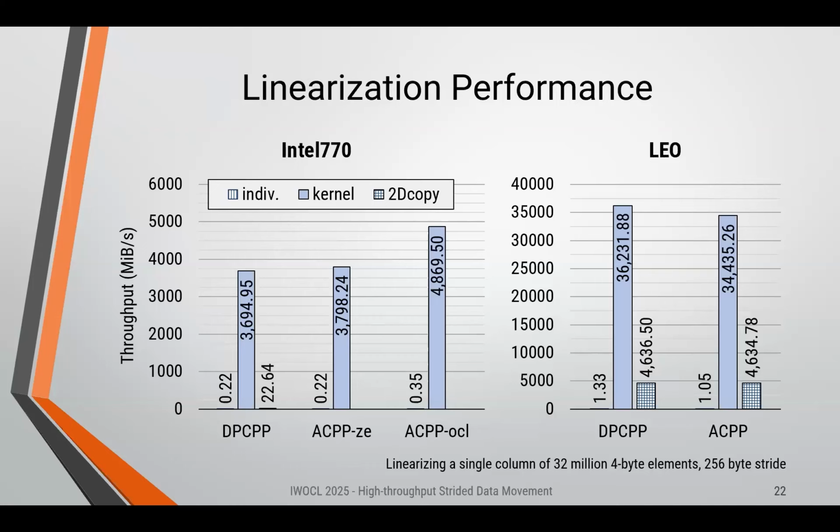And on Leonardo, so the data center system, you get what I would consider decent performance with 2D copies, 4.6 gigabytes per second, but you can get up to 36 gigabytes per second with kernels. Of course, there's a slight trade-off between kernels and 2D copy because obviously the kernels are kernels, they actually occupy hardware that could be doing compute at the same time.